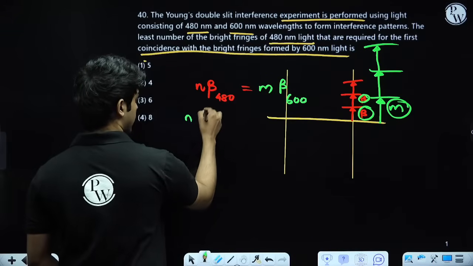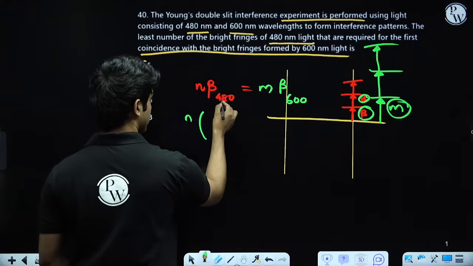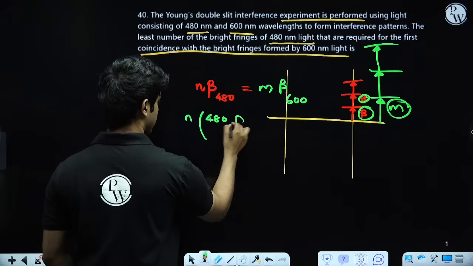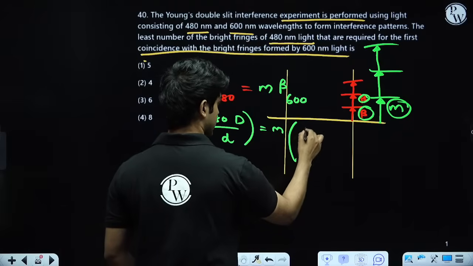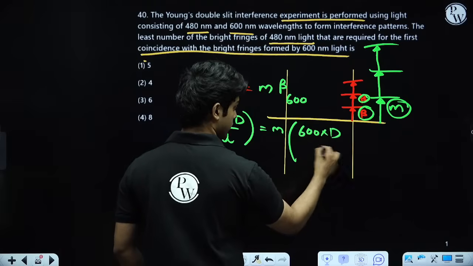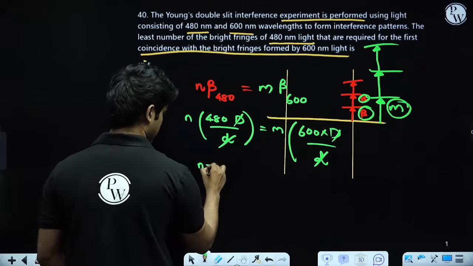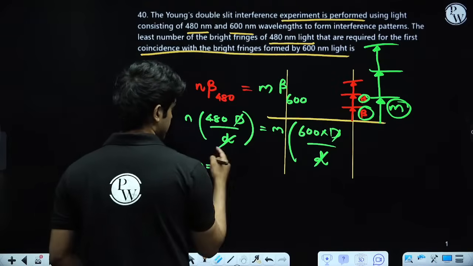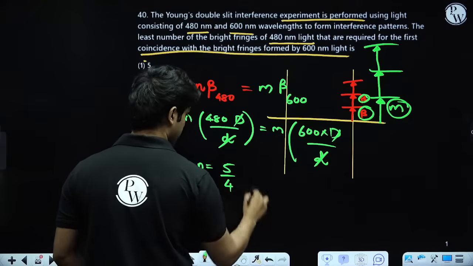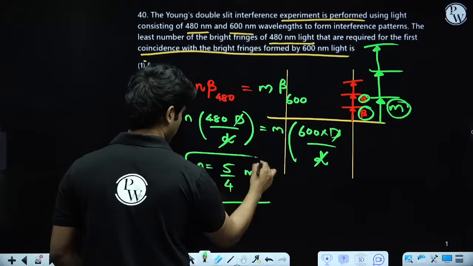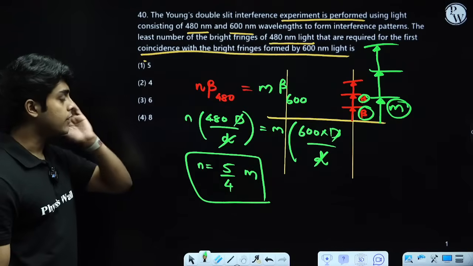For the bright fringe, the beta formula, fringe width, is lambda, which is 480, times capital D divided by slit width small d. Similarly, on the right hand side it will be small m, 600 into capital D divided by small d. These two cancel out. So small n we get as 60 divided by 48, 60 is 12 times 5, 48 is 12 times 4, times m. Whenever n and m satisfy this equation, these two bright fringes coincide.